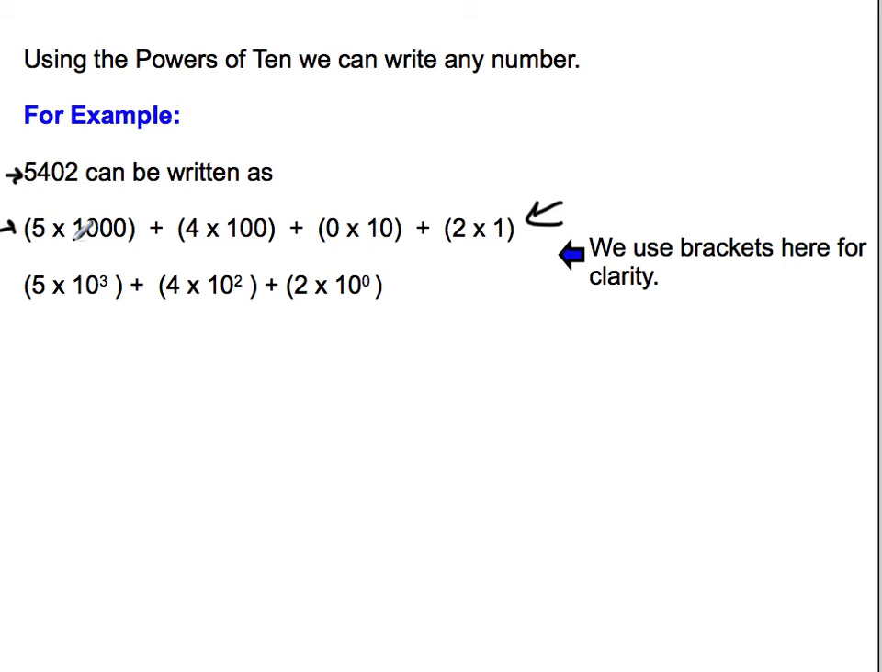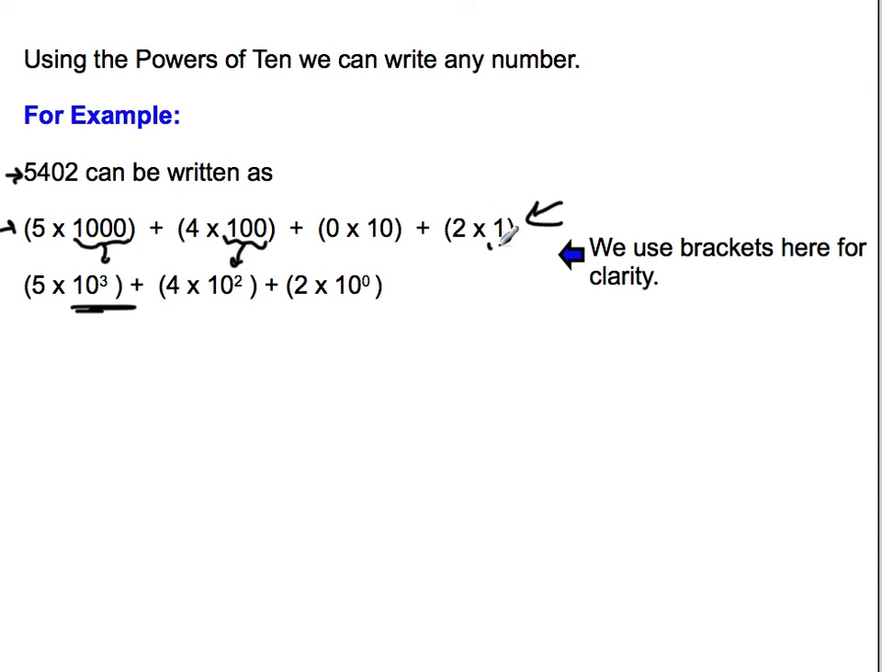Now we just learned a different way to write 1,000. We learned that it can be written as 10 to the power of 3. So instead of 5 times 1,000, we can write it as 5 times 10 to the power of 3. Let's go on to the next bracket. Here we have 100, so this is 4 times 100. Well, you just told me in the last slide that 100 can be written as 10 to the power of 2. So we have 4 times 10 to the power of 2. 0 we leave out because there's nothing in the tens place. It's 0, so we can leave that one out.